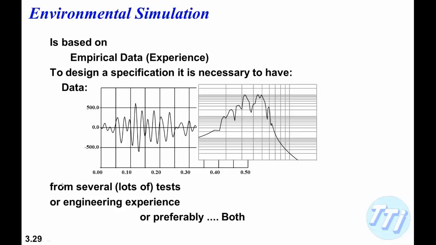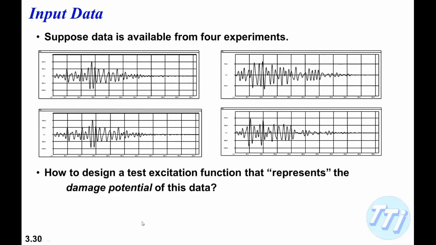And it would be good if we had a lot of tests, or at least a lot of engineering experience, or preferably both. So let's say that we had 4 experiments, where we hit our specimen or our prototype with 4 different excitations, or we had measured 4 different excitations from flight or other input. So how do we design a test excitation that represents the damage potential of this data?